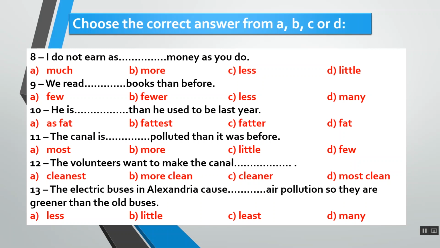Okay, let's see the answers. I do not earn as much money as you do. We read fewer books than before. He is fatter than he used to be last year. The canal is more polluted than it was before. The volunteers want to make the canal cleaner. The electric buses in Alexandria cause less air pollution, so they are greener than the old buses.